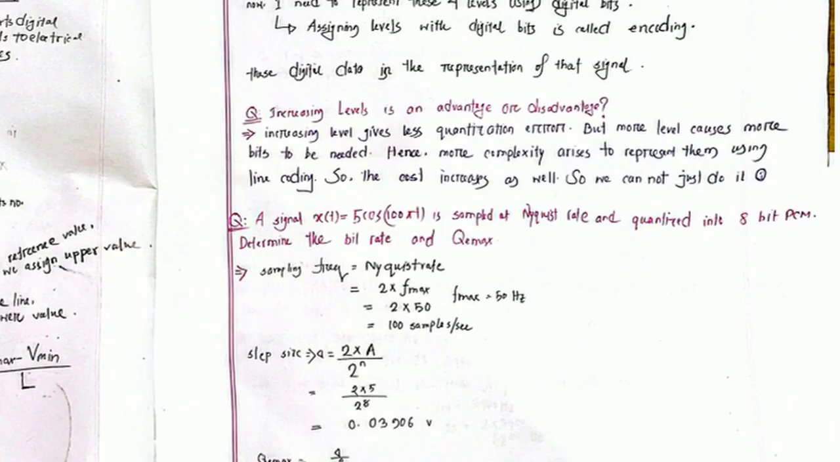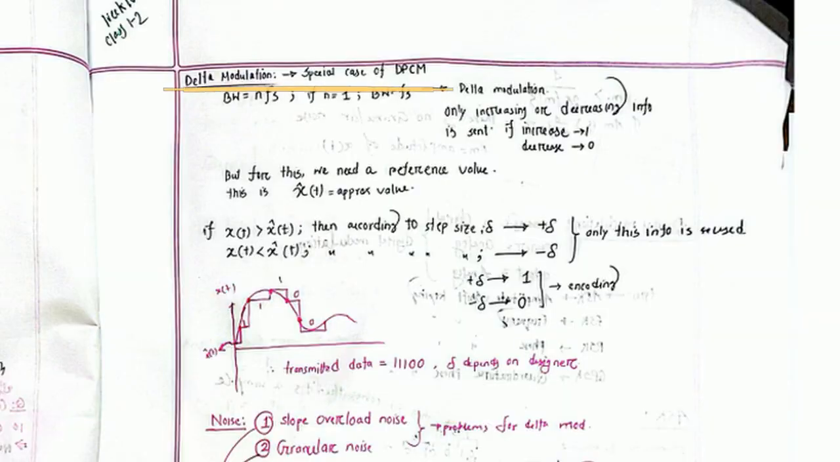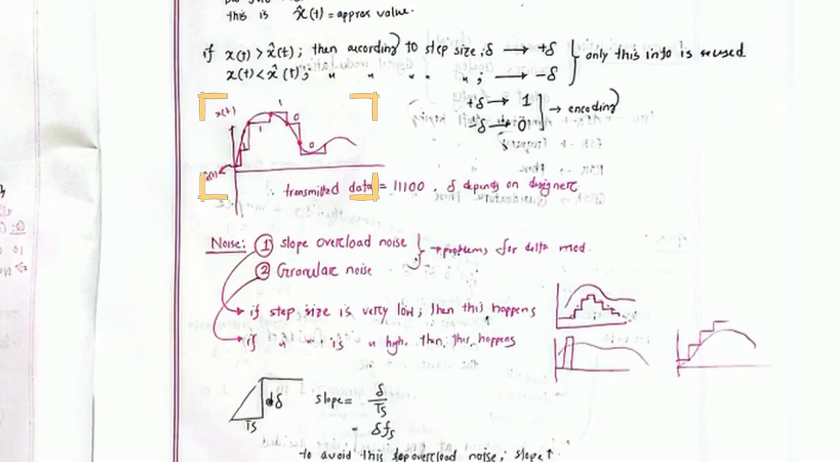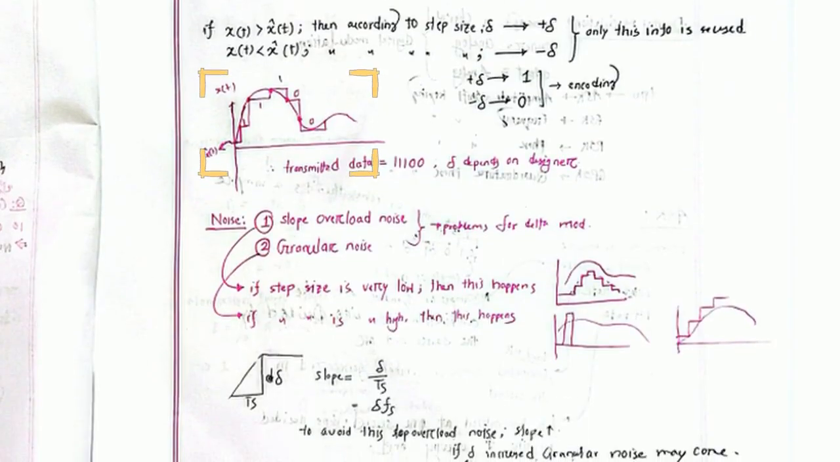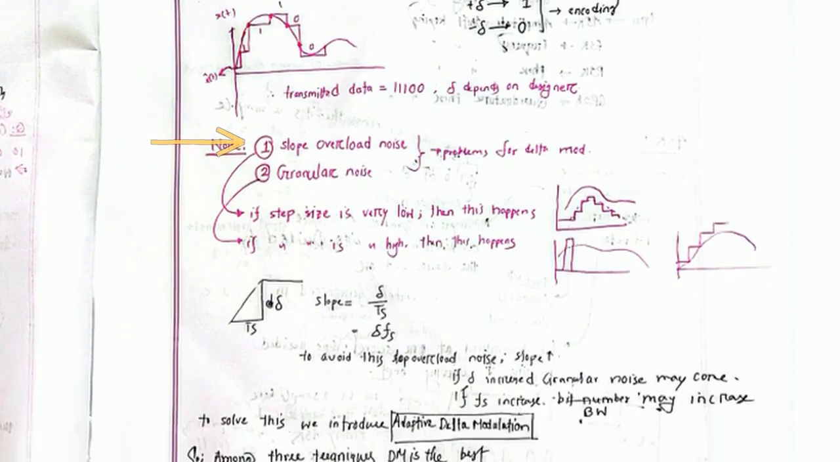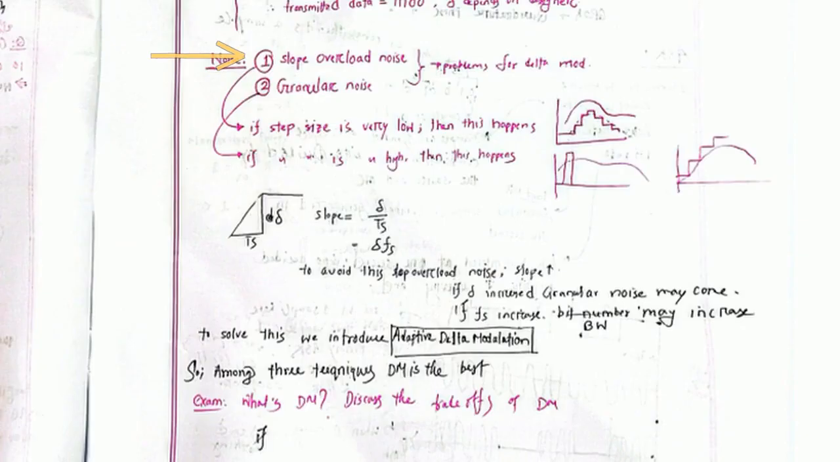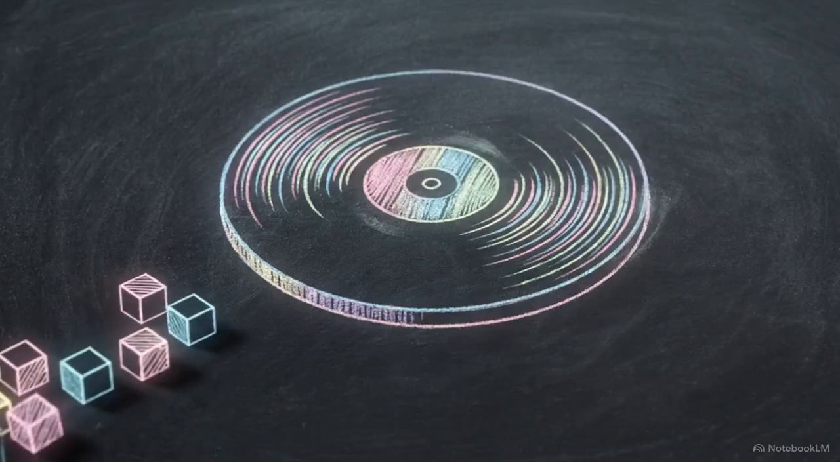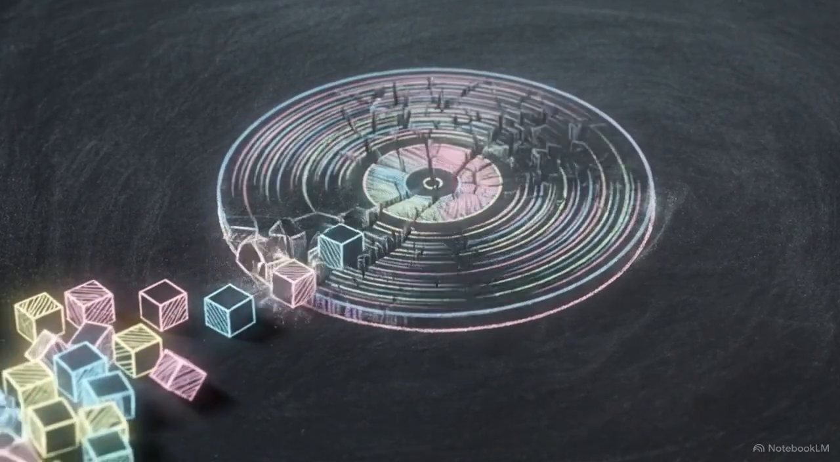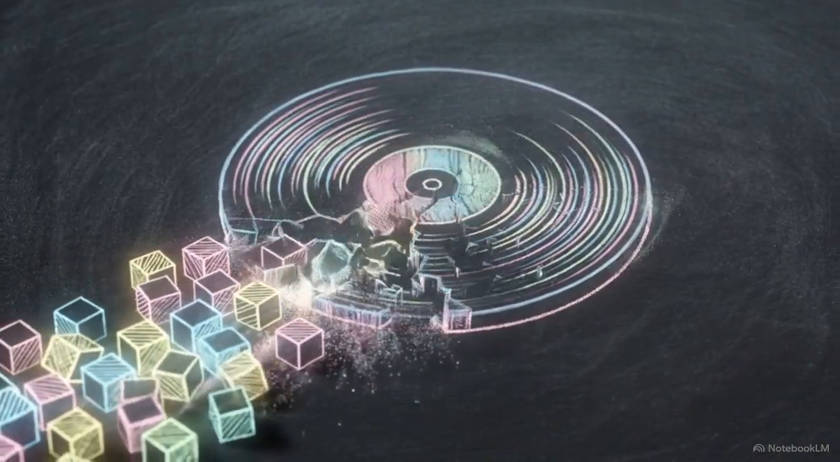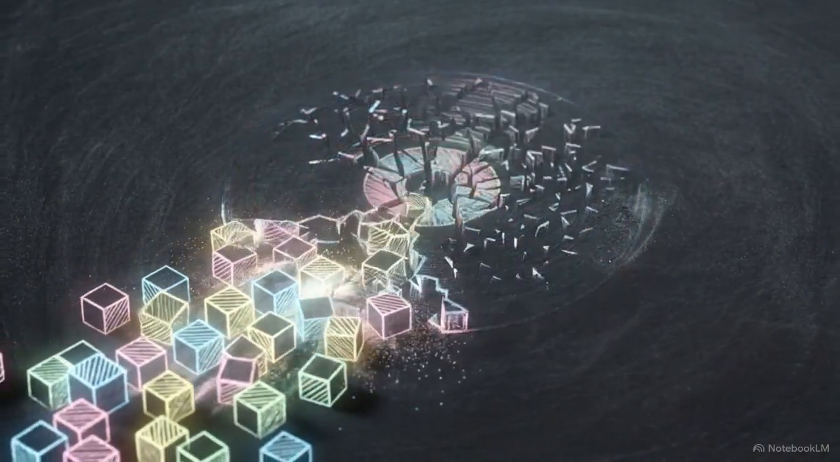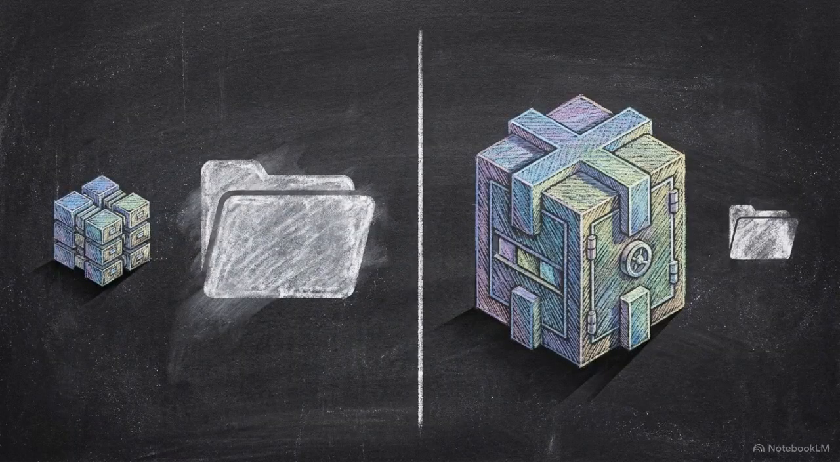To bypass this bandwidth cost, engineers deploy delta modulation. As shown in this step size graph, it transmits only the change in slope rather than absolute amplitude, reducing the bitrate. However, it risks slope overload noise if the original signal spikes too rapidly. Discretization forces a trade-off. We must abandon perfect analog fidelity to produce a digital file size our network can physically carry.